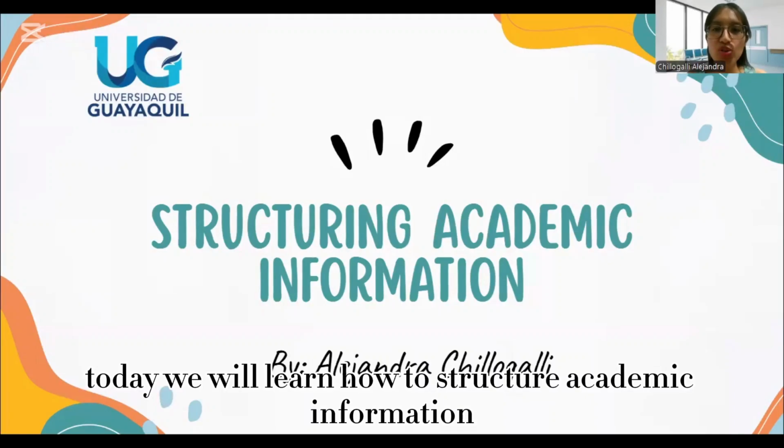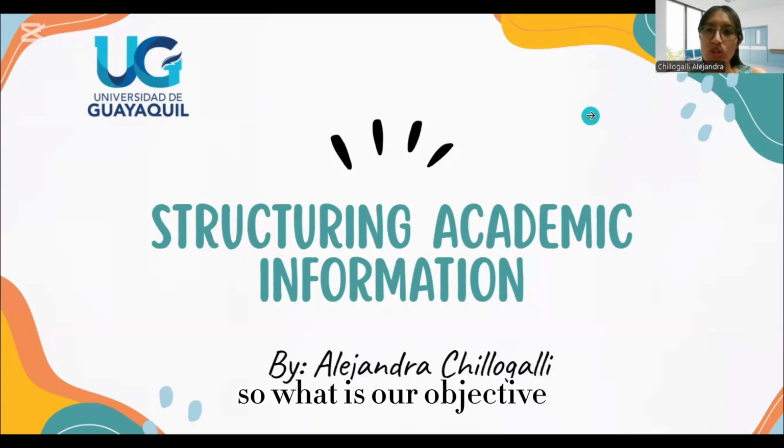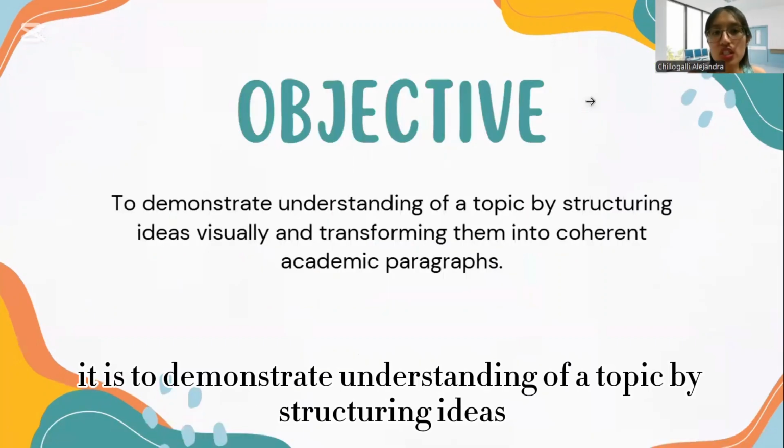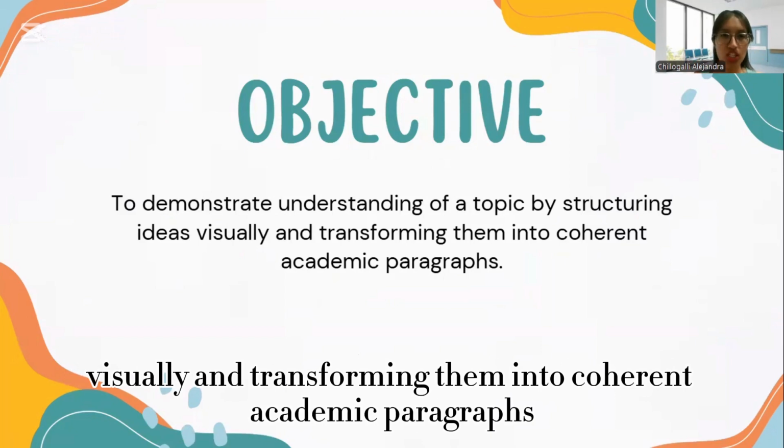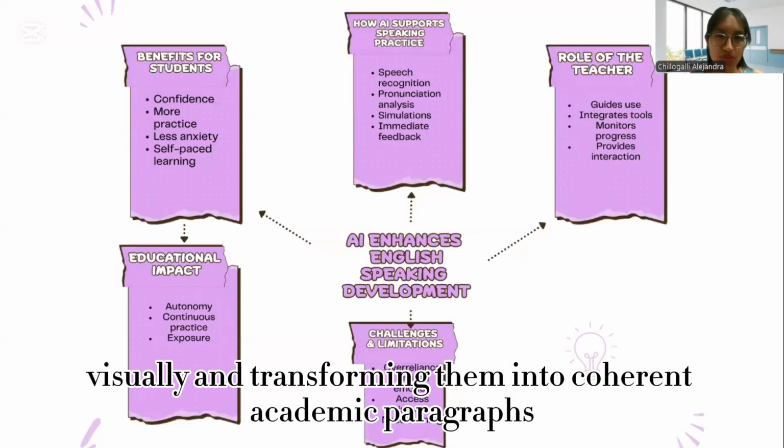Today we will learn how to structure academic information. So what is our objective? It is to demonstrate understanding of a topic by structuring ideas visually and transforming them into coherent academic paragraphs.